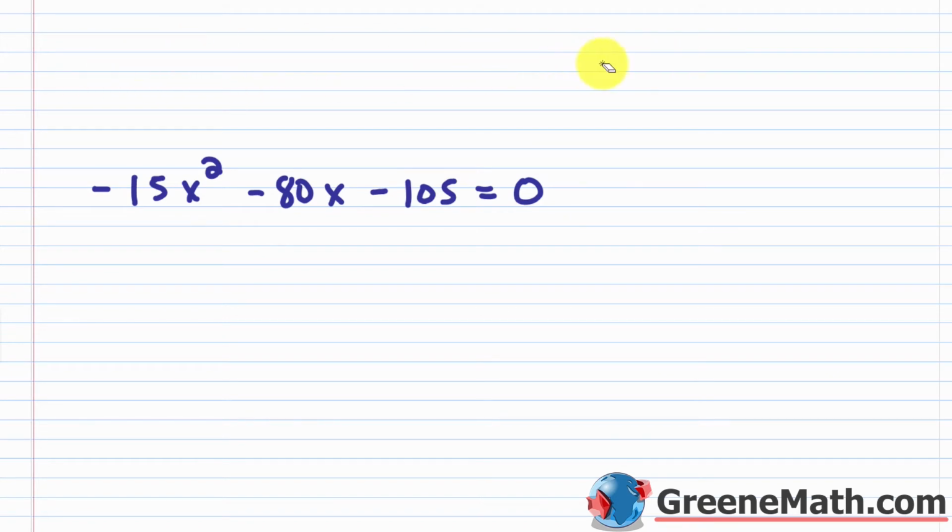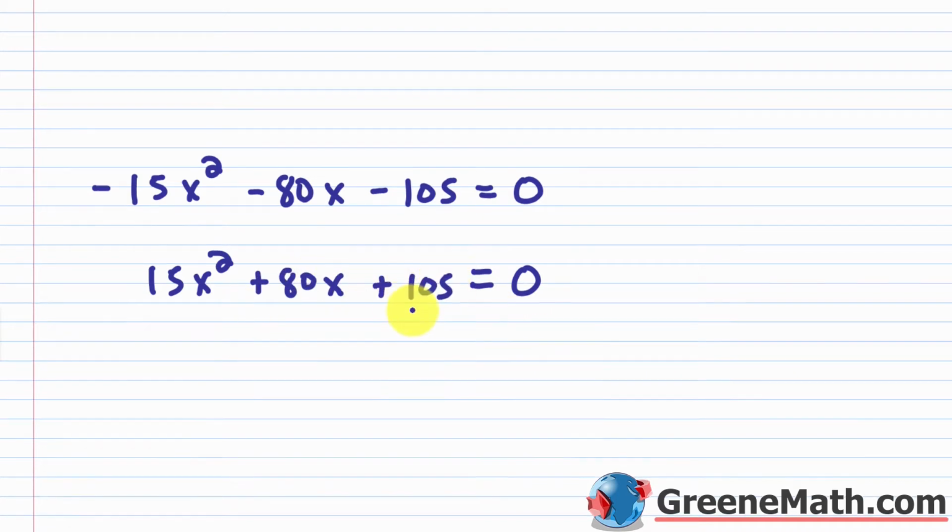The other thing is you have negatives for each term here. If you don't want to deal with that when you're factoring, you can use your multiplication property of equality here. You can multiply both sides of the equation by -1. Multiplying 0 by -1 will still be 0. If I multiply each term here by -1, I'm going to just change the sign. So I would have 15x squared plus 80x plus 105. Okay? So now this will be a little bit easier to factor.